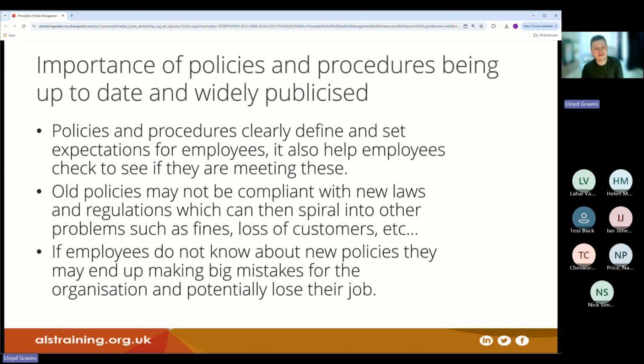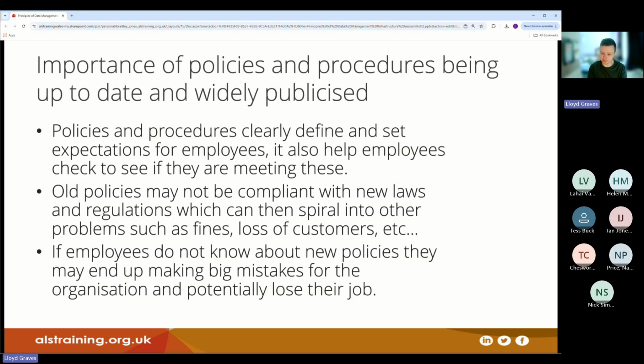The last one then is there is a criteria on data being up to date: policies and procedures being up to date and widely publicized. It kind of goes without saying, but it's all well and good having these policies to define how people work with and use data in your organization. But if the policies are outdated, or if nobody knows what these policies are, you might as well not have them because they're not going to be followed.